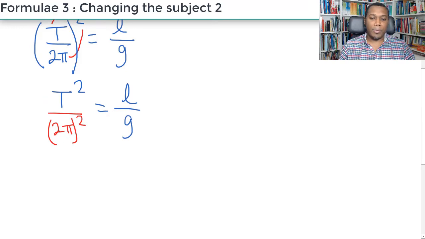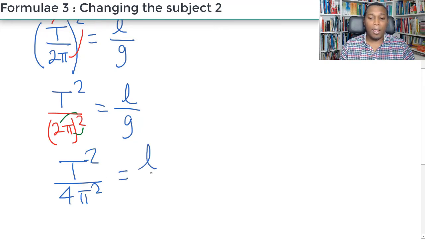We need to deal with this. That's why I put it in red. We need to work out what is 2 pi squared. And at this stage, raising to the power, it's the 2. Let's do that in green to make it clear. It's the 2 has to be squared, and also the pi has to be squared. So what do I end up with? I end up with t squared all being divided by 2 squared is 4, and pi squared. So I have t squared on 4 pi squared, and that is equal to L divided by G.